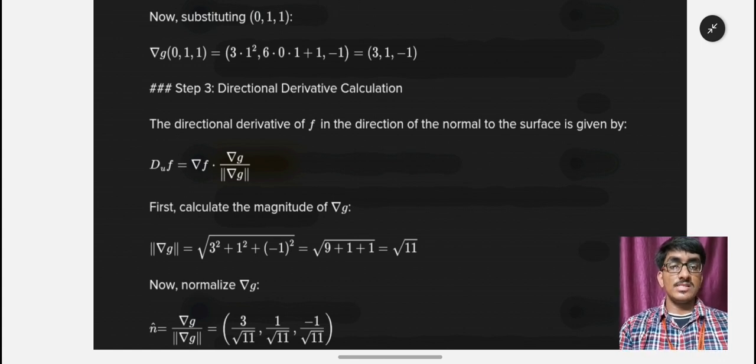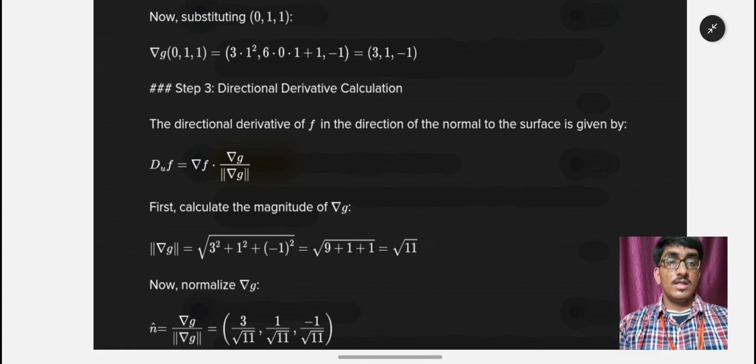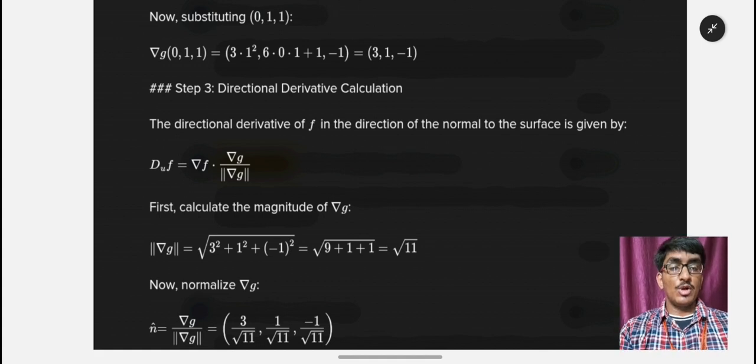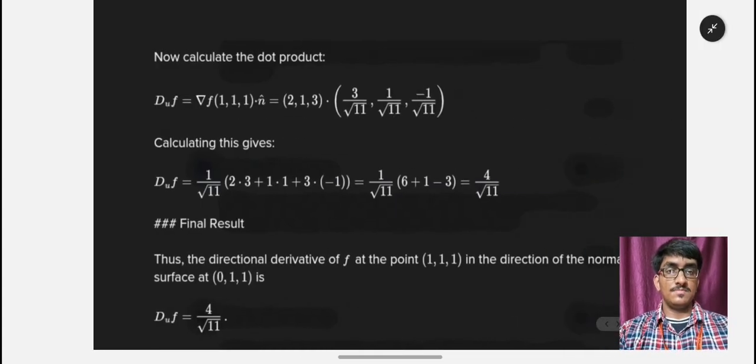Now normalize del g. To normalize del g, we have to divide del g at 0, 1, 1 by root 11. That is called n cap. N cap equals del g by magnitude of del g, which equals 3 by root 11, 1 by root 11, minus 1 by root 11.